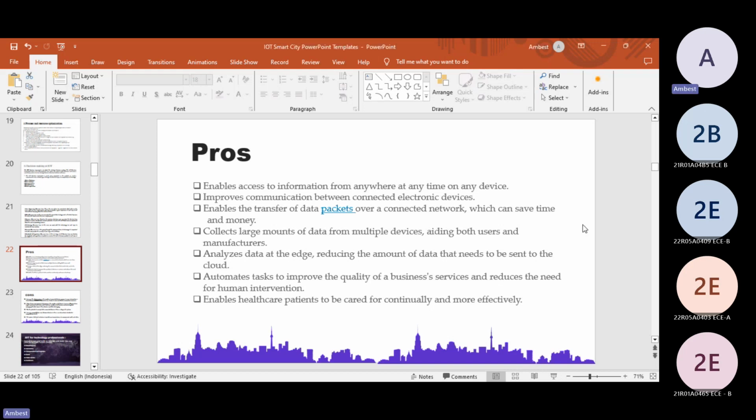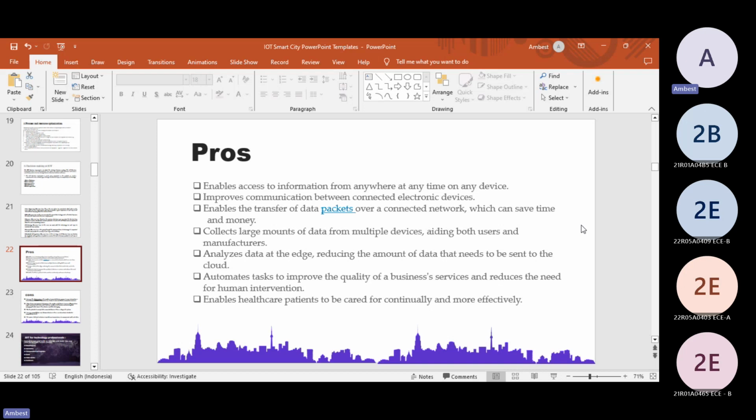Okay, these were the pros of the thing. The first thing was it enables information without any place or any kind of time. It doesn't require any time or any place. If it has a network in between some devices, then between the two devices it's going to transfer the data through that network.